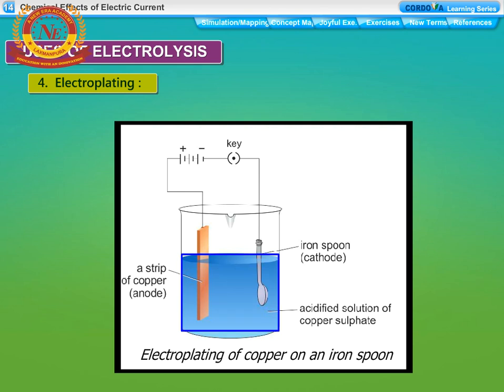When electric current is passed through the acidified copper sulfate solution, copper from the copper sulfate solution gets deposited on the surface of the iron spoon, forming a reddish layer of copper metal all over the iron spoon. We say that the iron spoon has been electroplated with copper.